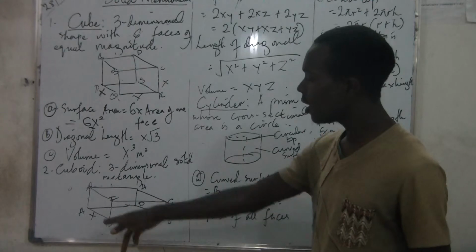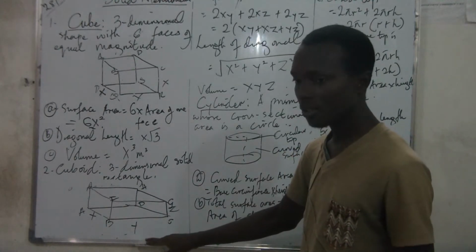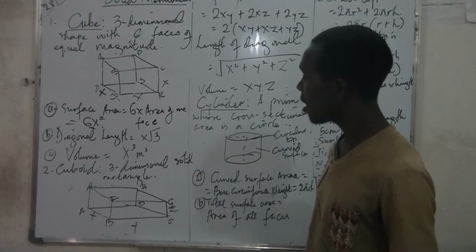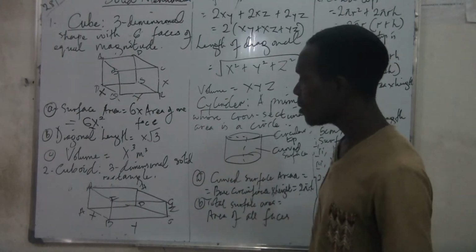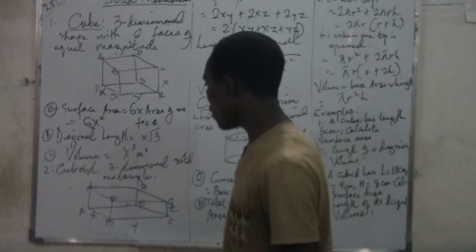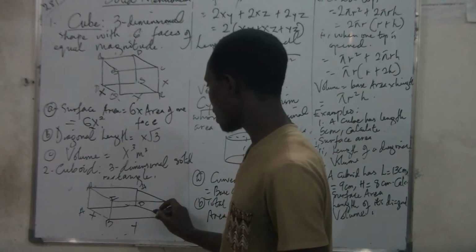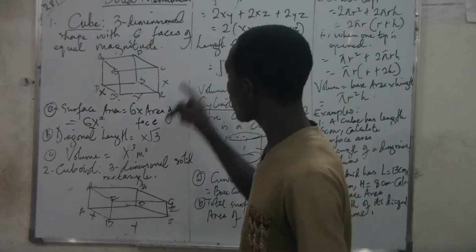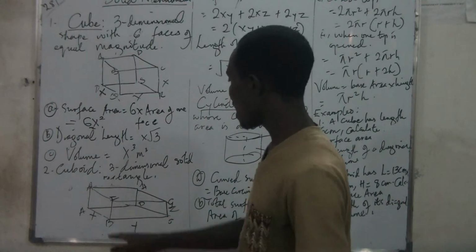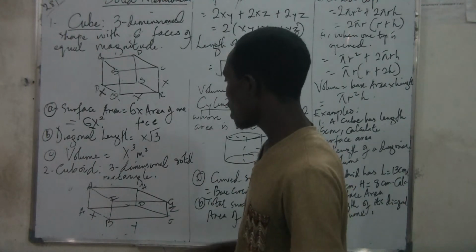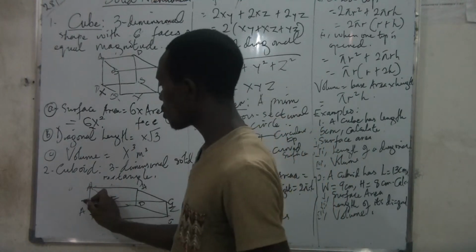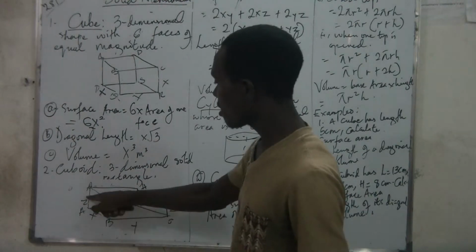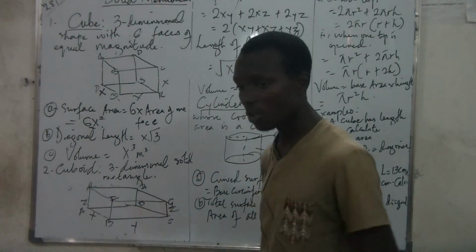So if the width is x, the length is y, and the height is z, then we measure xy. Both are at the top and at the bottom, so we have 2xy. We also have xz, the height times the width, and there are 2 of them at the opposite side.